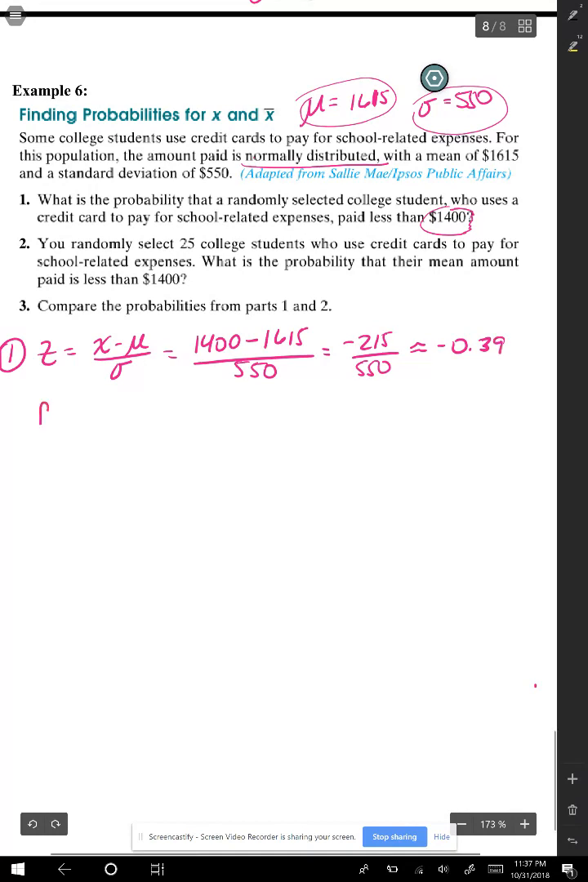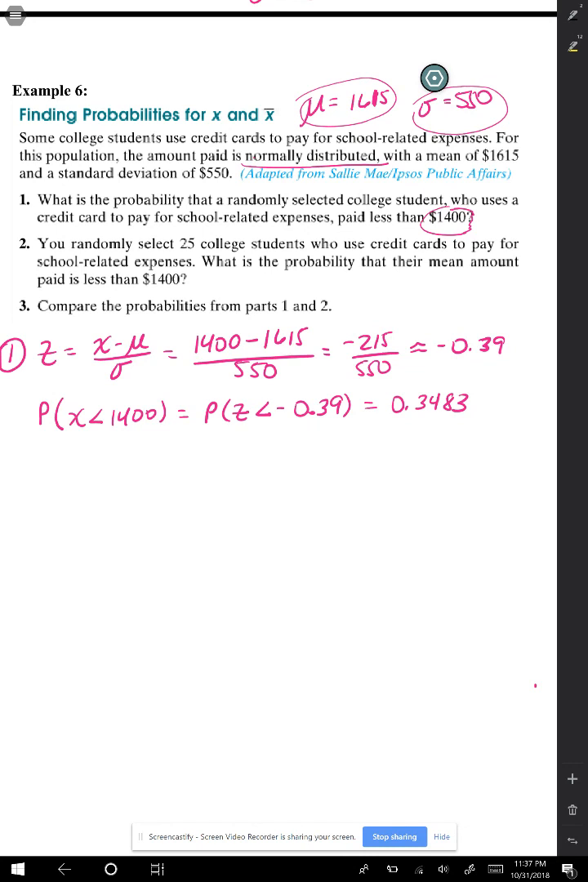So then we're going to go to our probability that the value or the amount spent was less than 1400, which would be the same probability as the z-score being less than negative 0.39. And we look that up in our table, and that comes out to 0.3483. So again, you can put these in your calculator to check your answer.